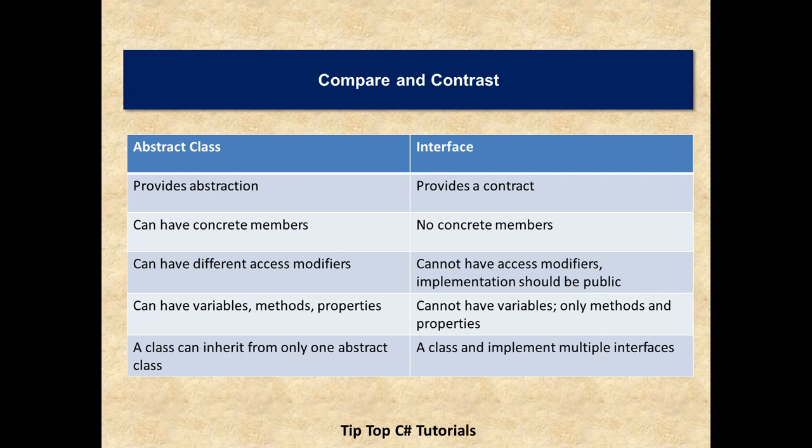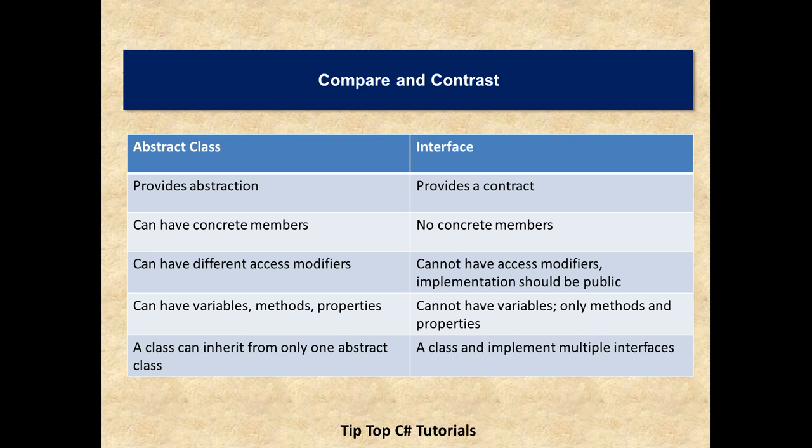Moving on, at the final step, let's do a comparison and contrasting of abstract class and interface. So abstract class is providing an abstraction, that's the standard definition, whereas interface is providing a contract. So both are providing abstraction, but interface is giving in a way called code contract. You're adhering to a contract where you will implement all the methods.